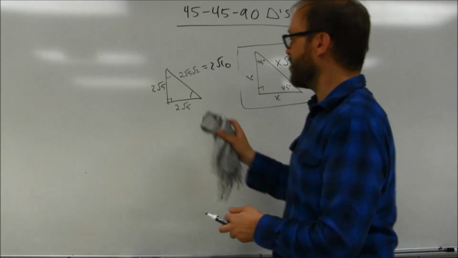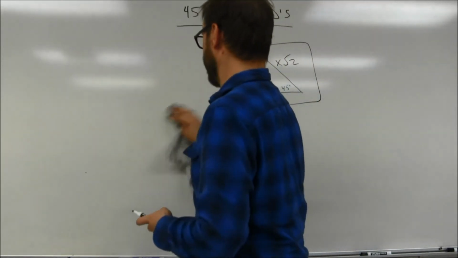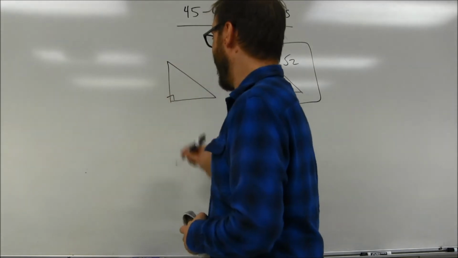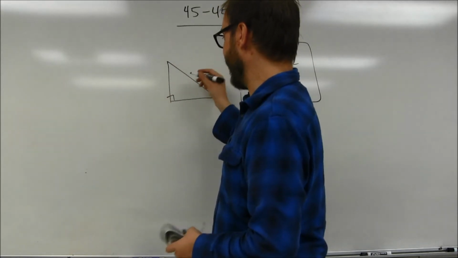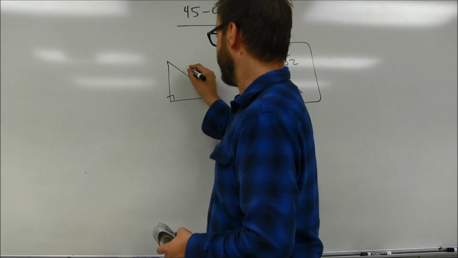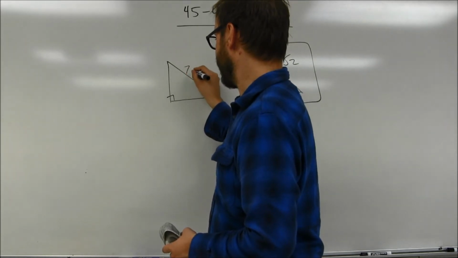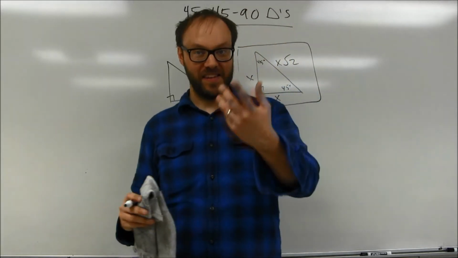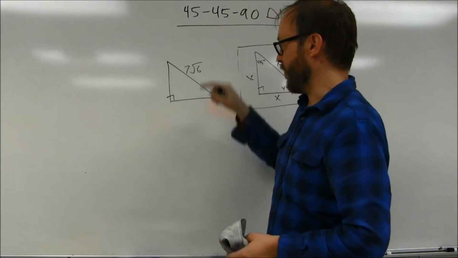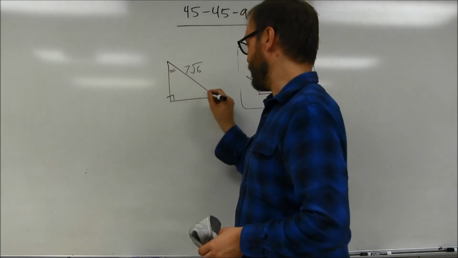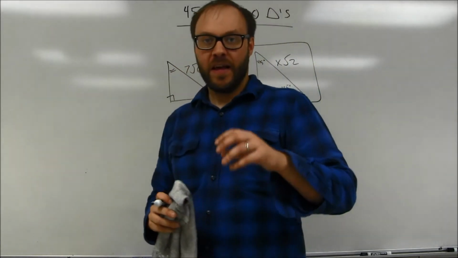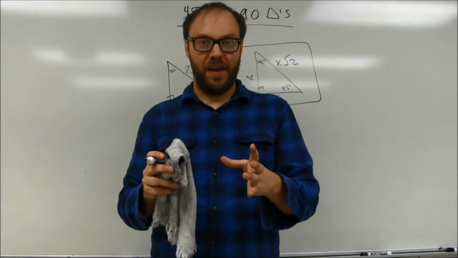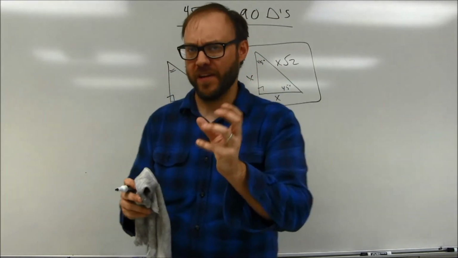All right? Now, here's the other place where things can be a little bit tricky. I might give you something like 7 radical 6 for a side. That's the hypotenuse side. Okay? And you've got a 45, 45, 90 right triangle. You may have to go backwards to get the shorter side. Okay? So think about what happened here.